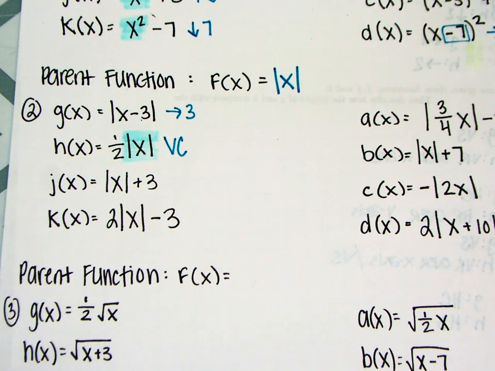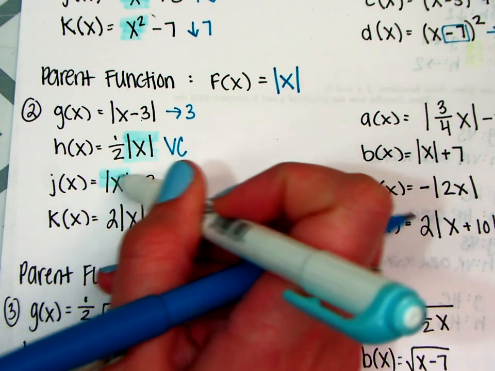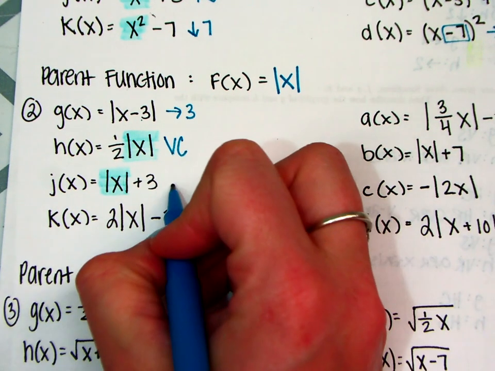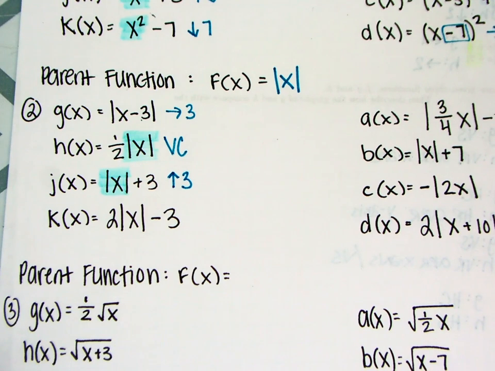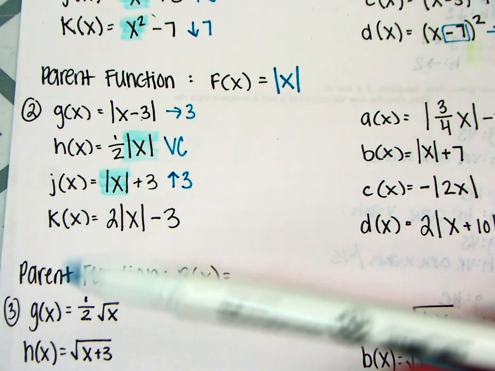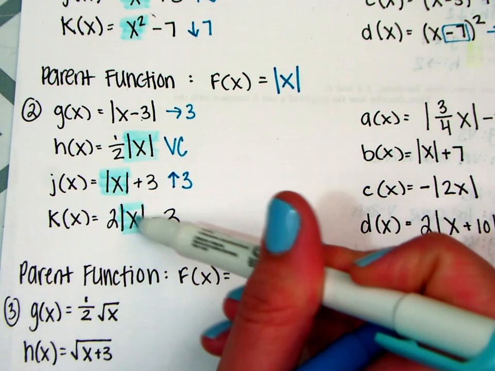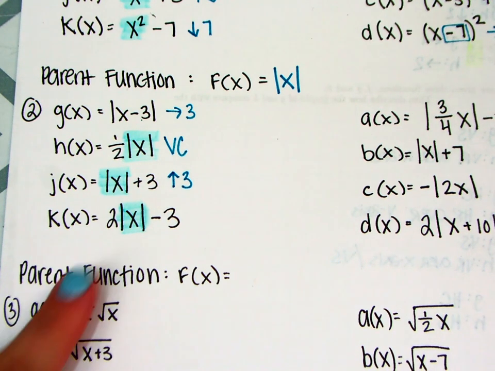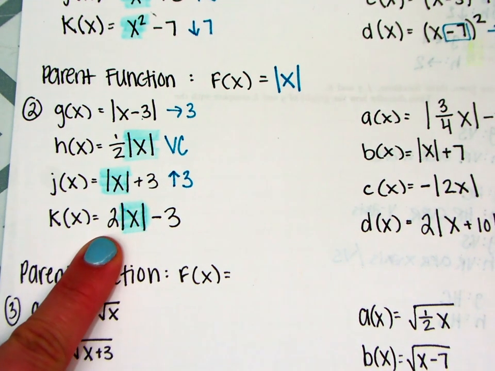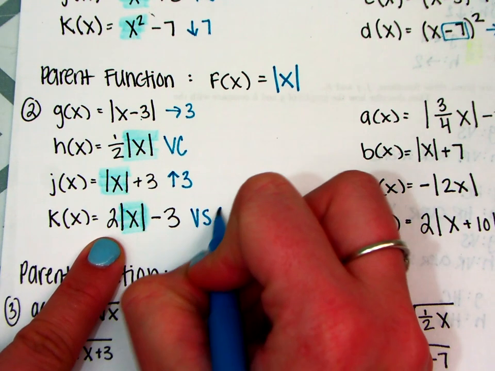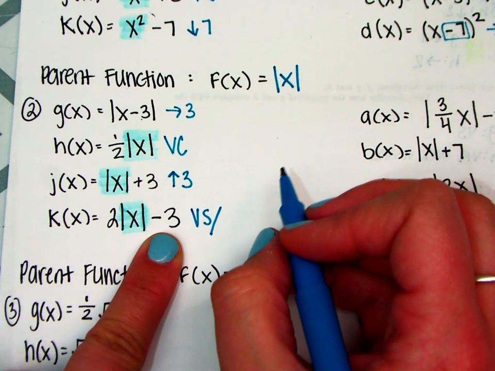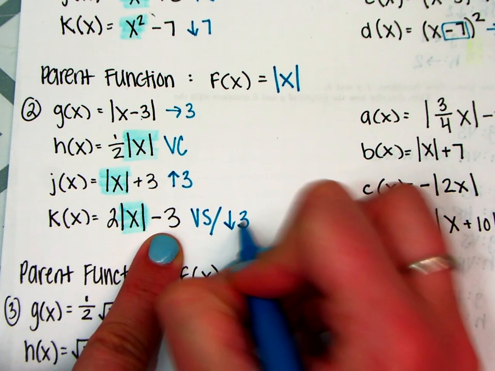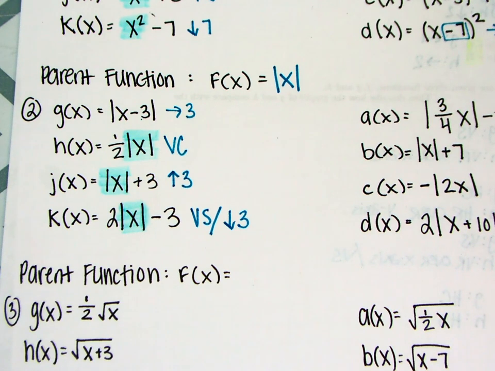On J, the absolute value of x is contained, so this is just up 3. And then again on K, I have the absolute value of x untouched, but both of those numbers do something. The 2 is being multiplied and it's greater than 1, so this is a vertical stretch. The 3 is outside and subtracting, so this is down 3. Again, you can always graph these answer choices, graph the functions, and it will tell you what you need to do.